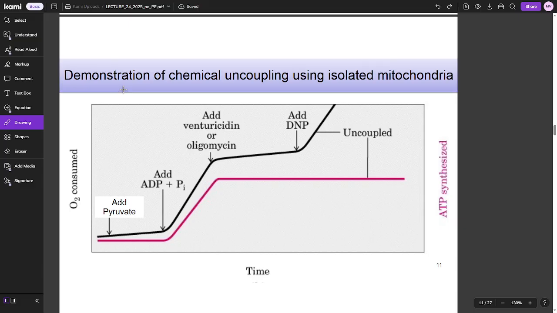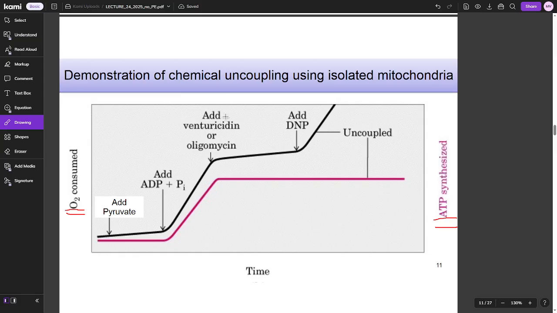And here's just a nice demonstration of chemical uncoupling. Looking at O2 consumption and ATP synthesis, which is this reddish line here, you can see that when we first start, we just add pyruvate and there's no ADP or Pi. But when we add the ADP and Pi, you can see that the consumption of O2 and the ATP synthesis goes up steadily.